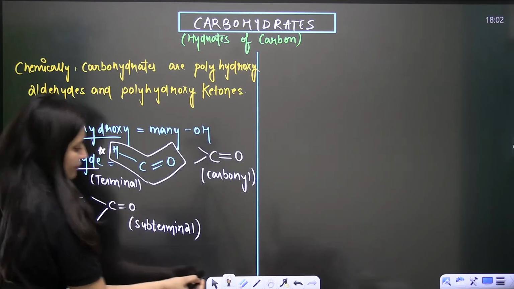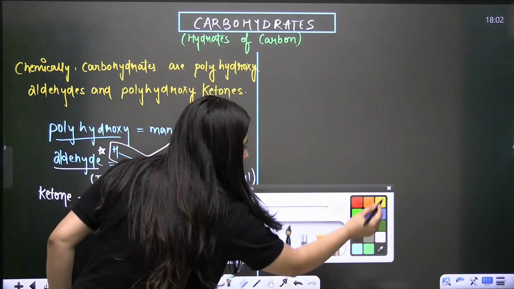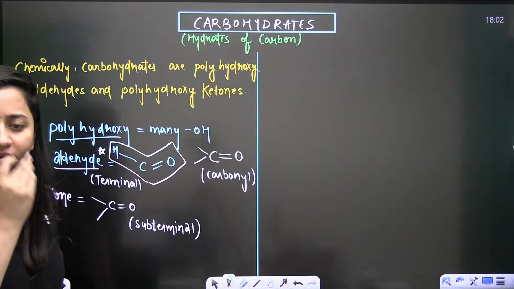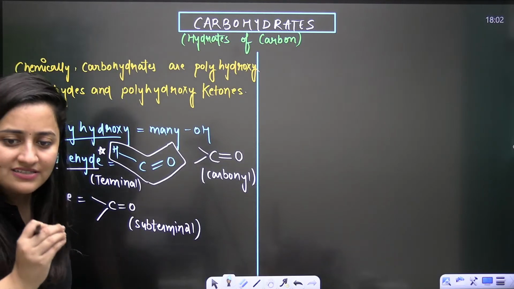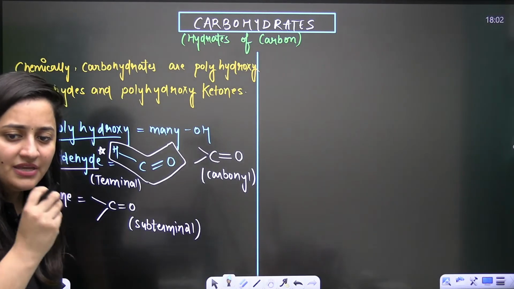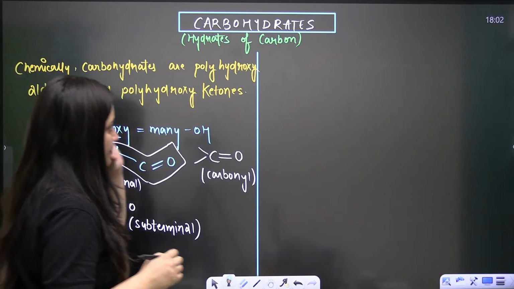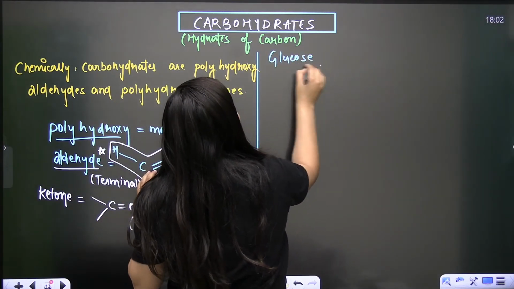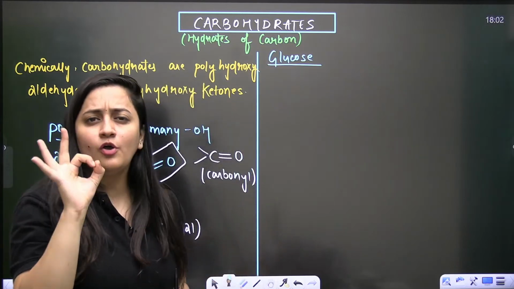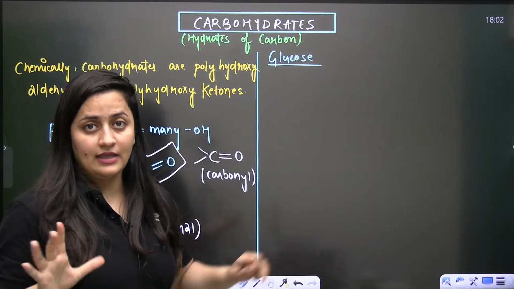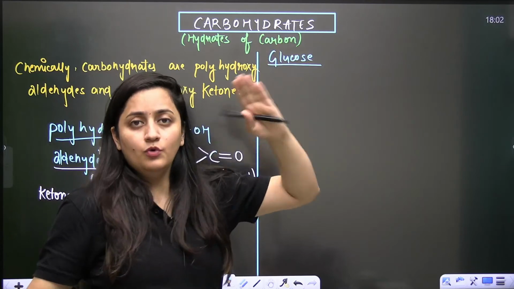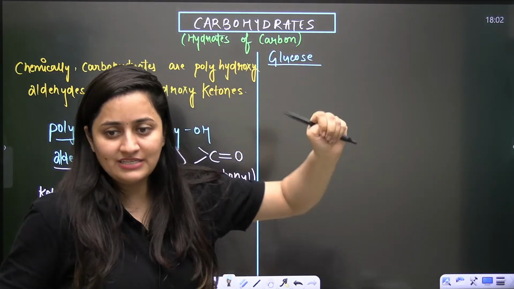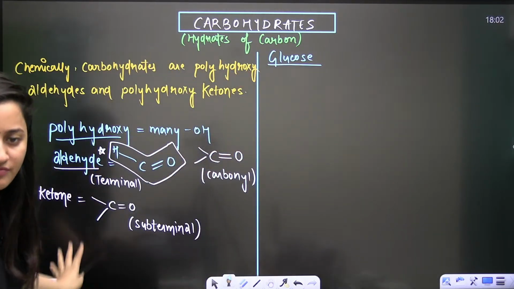Now, what is the meaning of it? Terminal means ends. Like, I'll give you one example. I think you all know about it, glucose. Whenever we talk about the carbohydrates, we know just one thing. I'll explain monosaccharides, oligosaccharides and polysaccharides. Right now, I'm telling you the basics of the carbohydrates.